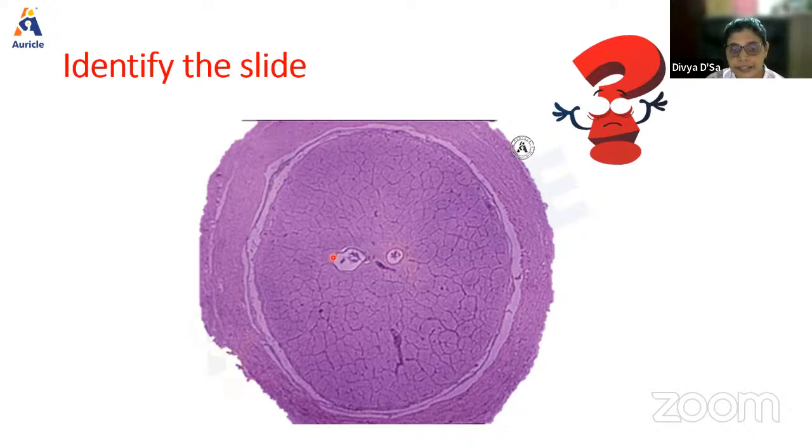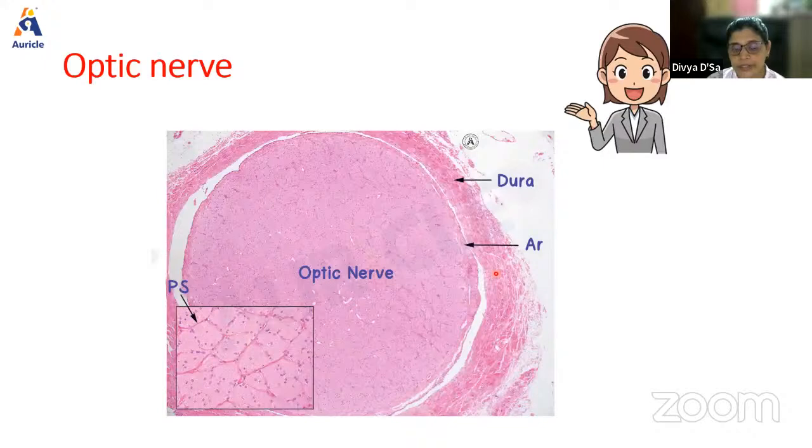And in the center, there are 2 blood vessels. When we see the epineurium, perineurium, and the endoneurium with the central blood vessels and covering meningeal layers, we have to identify it as optic nerve.